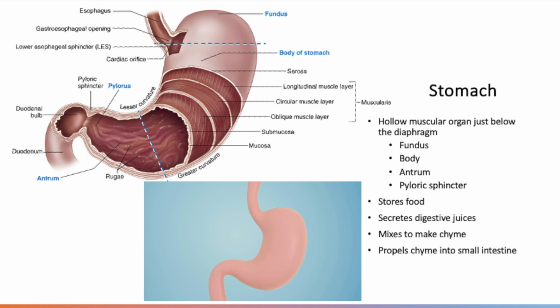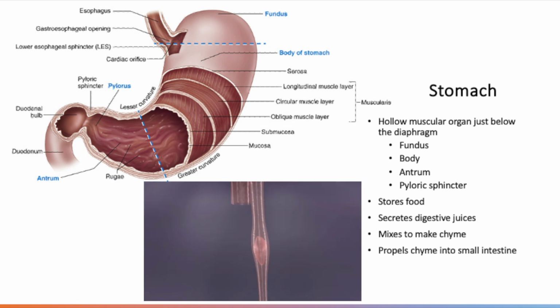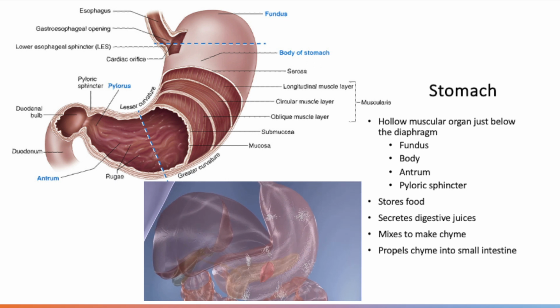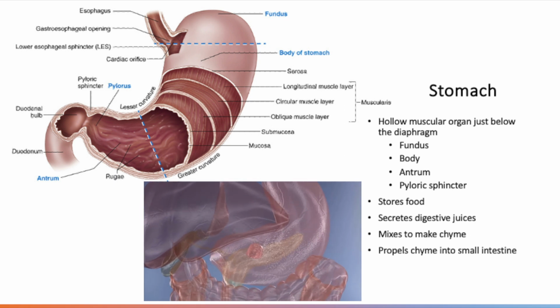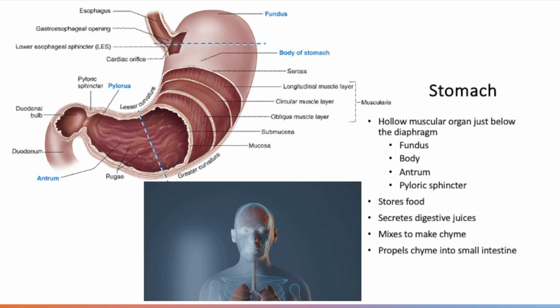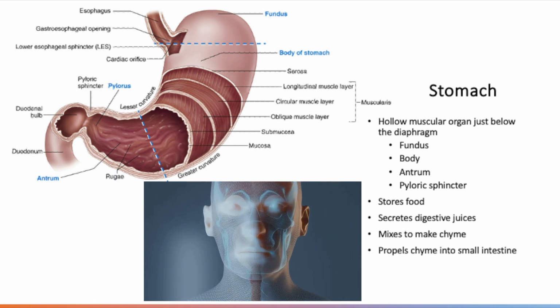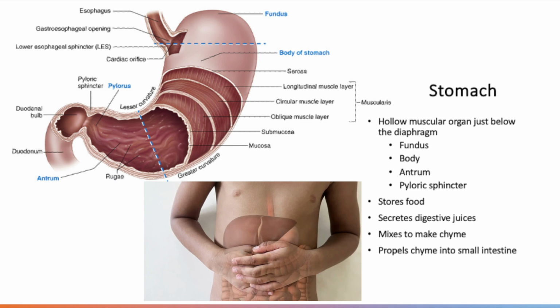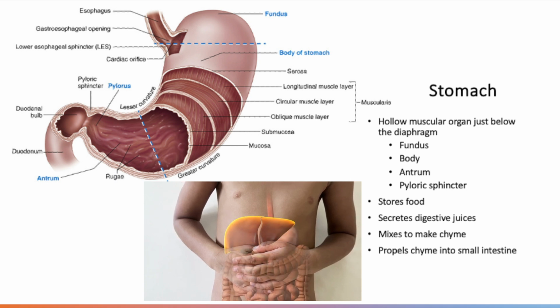It stores food during eating, secretes digestive juices, mixes food with digestive juices, and propels partially digested food, called chyme, into the small intestine. The upper portion of the stomach is the fundus, followed by the middle, or body, and then the antrum, or lowest portion. The stomach is protected by the LES before the fundus and the pyloric sphincter at the end of the antrum.